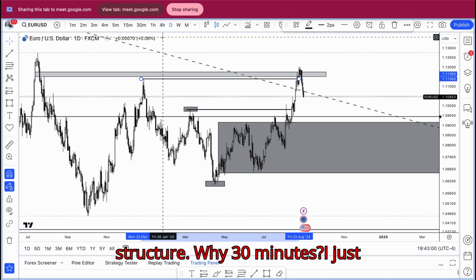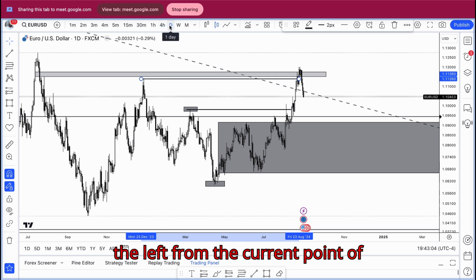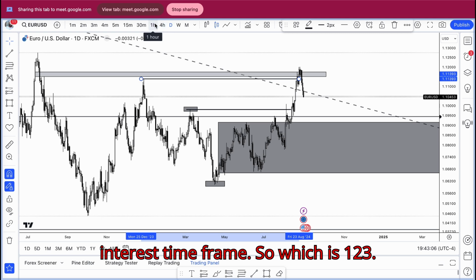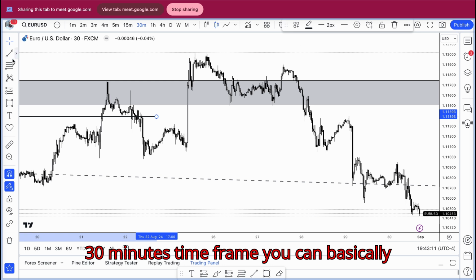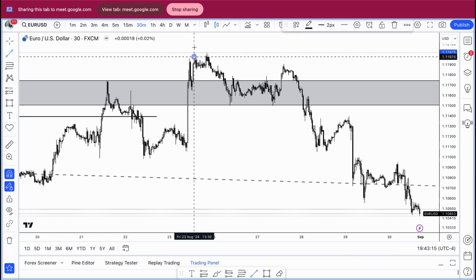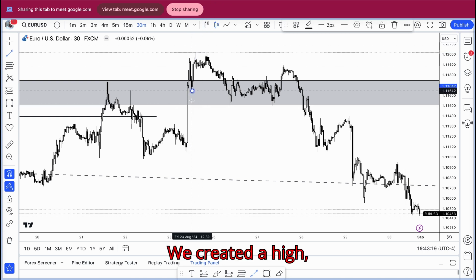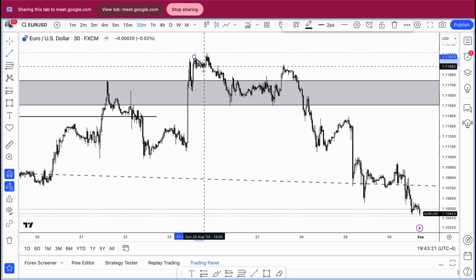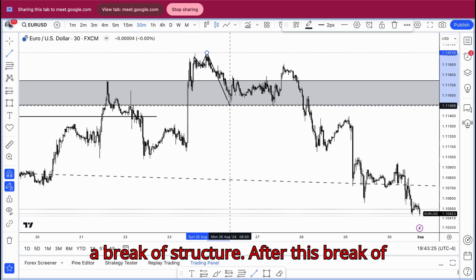Why 30 minutes? I just keep it simple. Count 3 time frames to the left from the current point of interest time frame, which is 1, 2, 3. We'll go to 30 minutes time frame, and on the 30 minutes time frame, you can basically see how nicely price created a high here. We created a high, a low, a high, a break of structure.